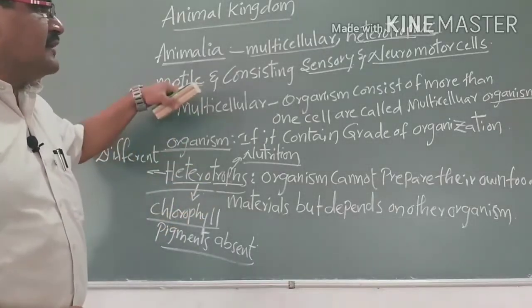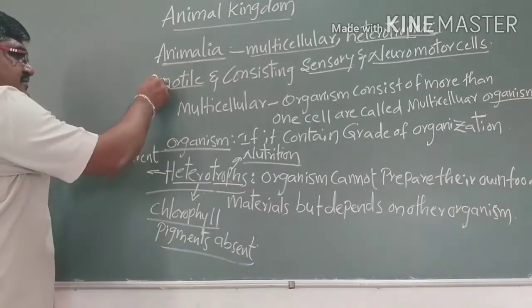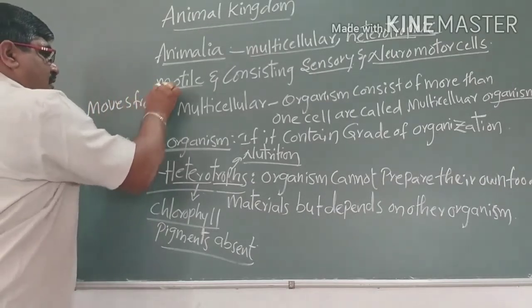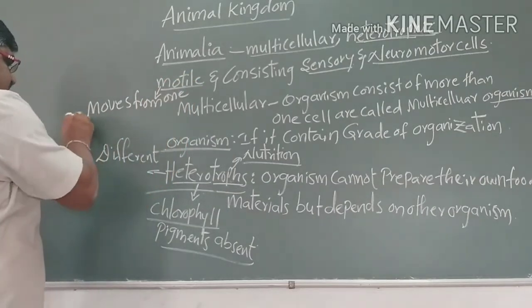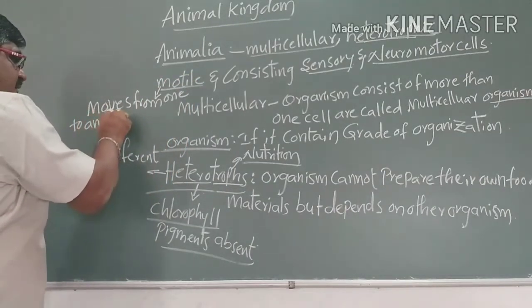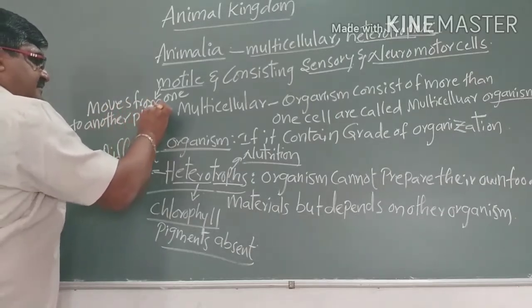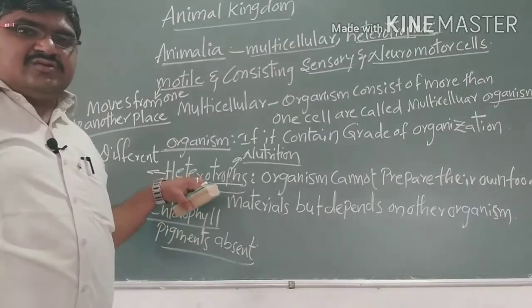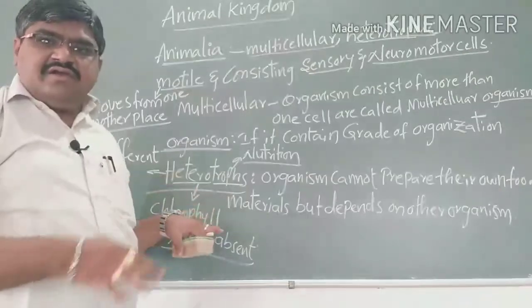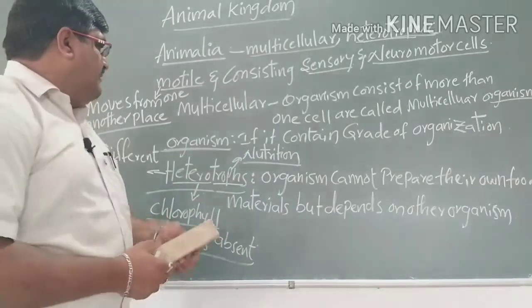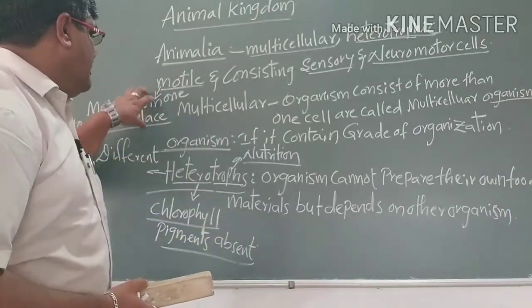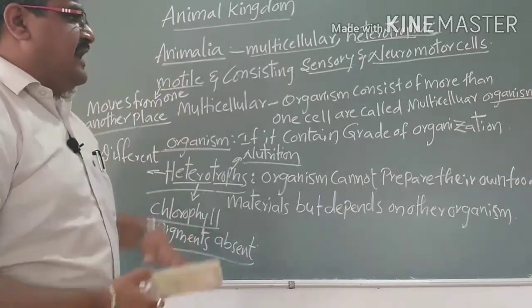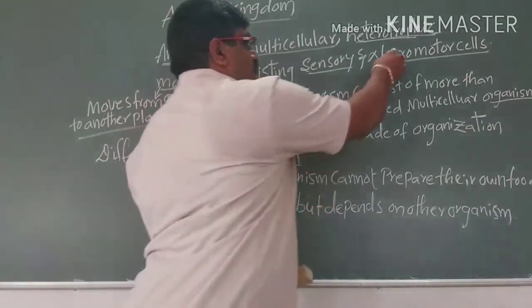And motile means organisms which move from one place to another place. Later we will discuss these one by one in detail. So organisms which can move from one place to another, we call motile. And they also have sensory and neuromotor features.